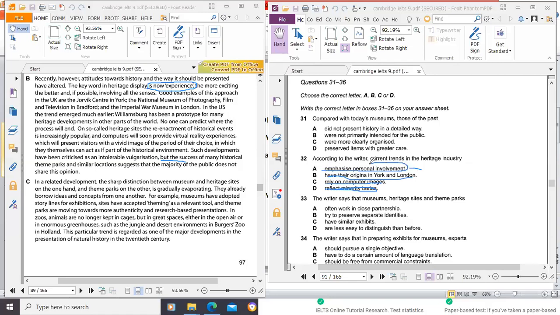Now let's look at why. You can see they changed the word here. The keyword in heritage display, in how they attract people now, is in making it the consumer's experience. The more exciting it is to the consumer, the better, particularly if it involves all the senses. So involvement, the experience of the consumer. Are we together?